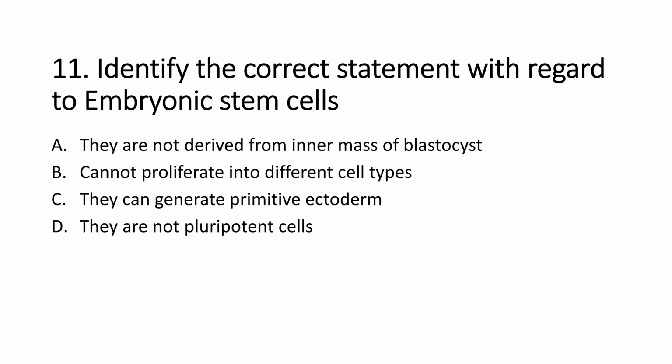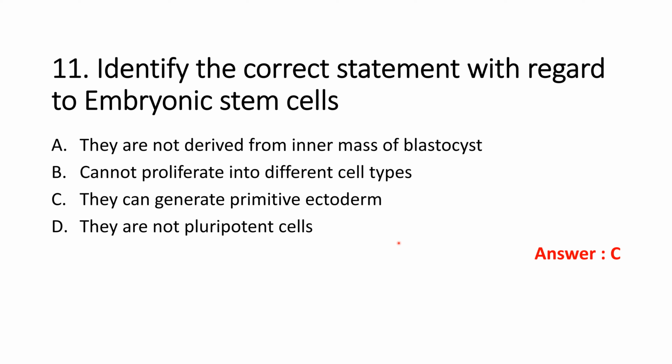Then, identify the correct statement with regard to embryonic stem cells. Option A, they are not derived from inner mass of blastocyst. Option B, cannot proliferate into different cell types. Option C, they can generate primitive ectoderm. Option D, they are not pluripotent stem cells. Option is C, they can generate primitive ectoderm.